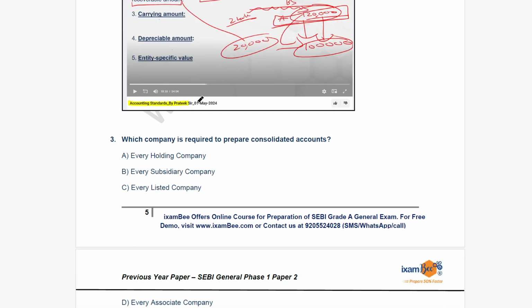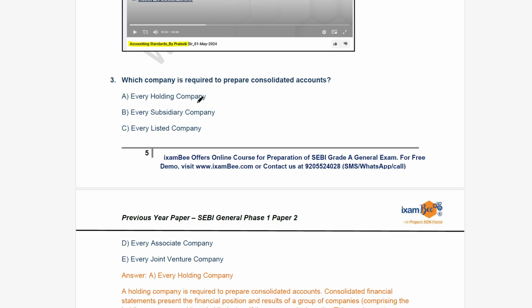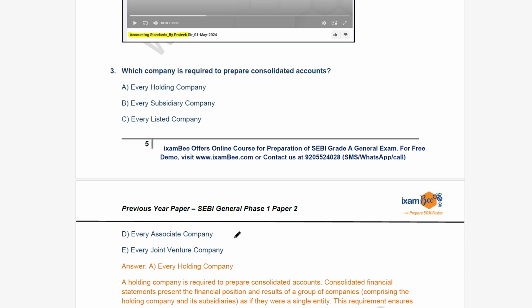Moving to the third question, which company is required to prepare consolidated accounts? Every holding company, every subsidiary company, every listed company, every associate company, or every joint venture company. The correct answer here is every holding company. We have seen confusion in some students.